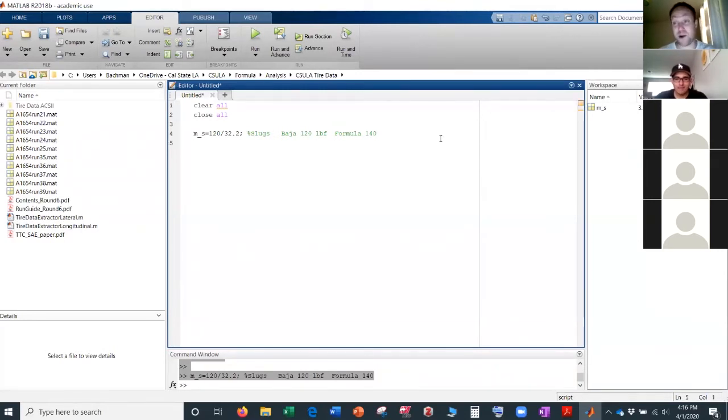All right, so we have our sprung mass, and then we'll just go top down. So we have our K of our wheel, our wheel rate. So Baja, what did you get for your wheel rate? You got like 20? And that was in pounds force per inch, about 20 pounds force per inch. We got 49. Got you. So Baja was about 20, and formula was about 49.